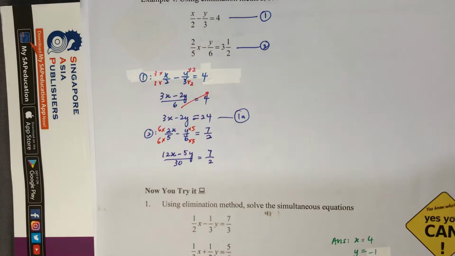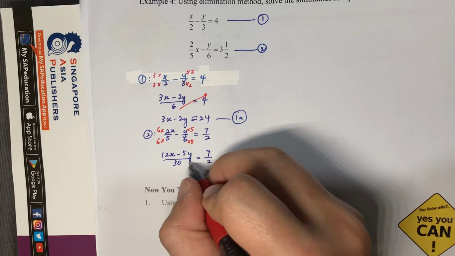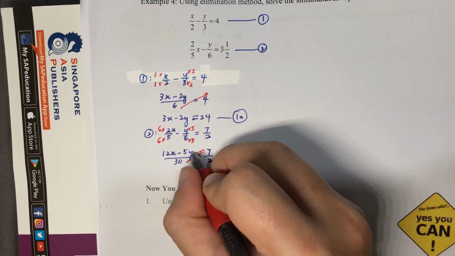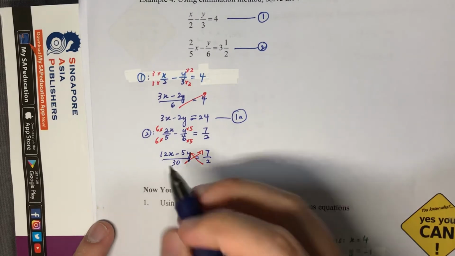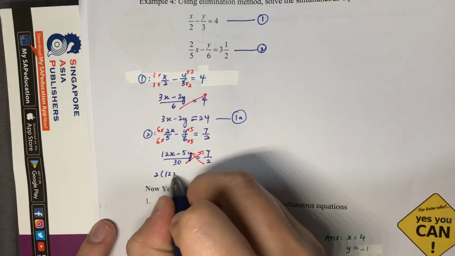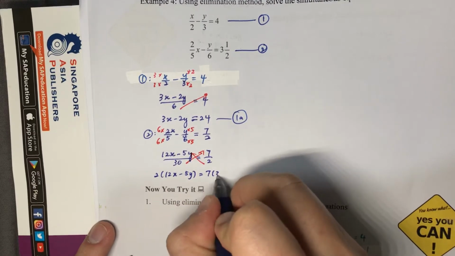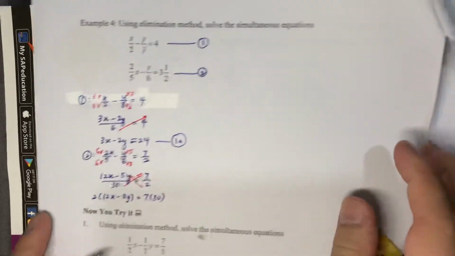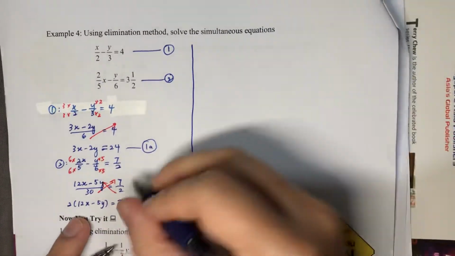Alright, so fraction over fraction, we can do the cross multiply. We get rid of the denominator by multiplying to the opposite side, so we call this cross multiplication. 2 multiplies here, 2 times this. 30 multiplies there, so 7 times 30. I'm going to continue from here.